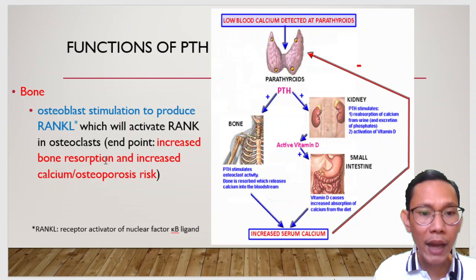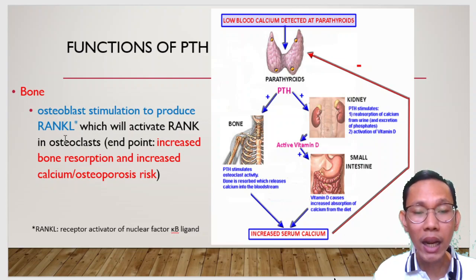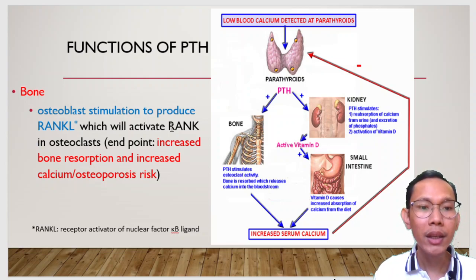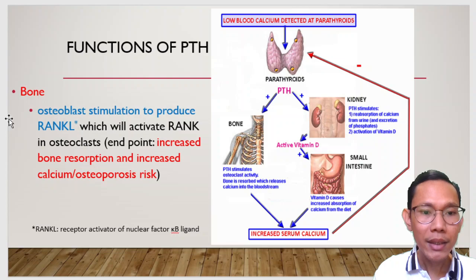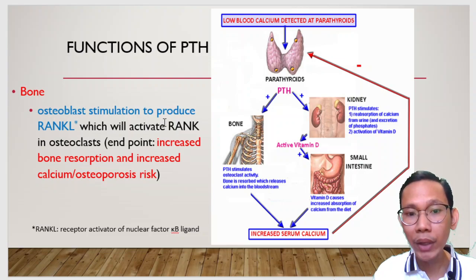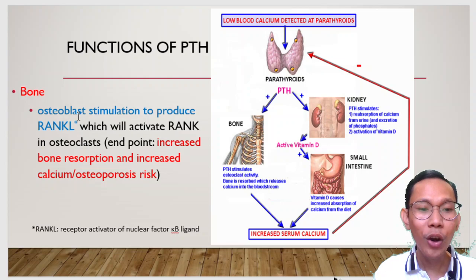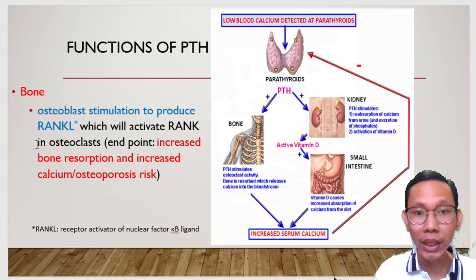Because kasi nga ano nangyayari? There will be osteoclastic activity. Nawawalan ng calcium ang ating bone patungo sa ating dugo kasi nga we want to increase the level of your serum calcium. Again, sa bone, osteoblast stimulation will produce RANKL ligand, which will activate your RANK, which will cause osteoclastic activity. The net effect is to cause bone resorption, thereby increasing your calcium.